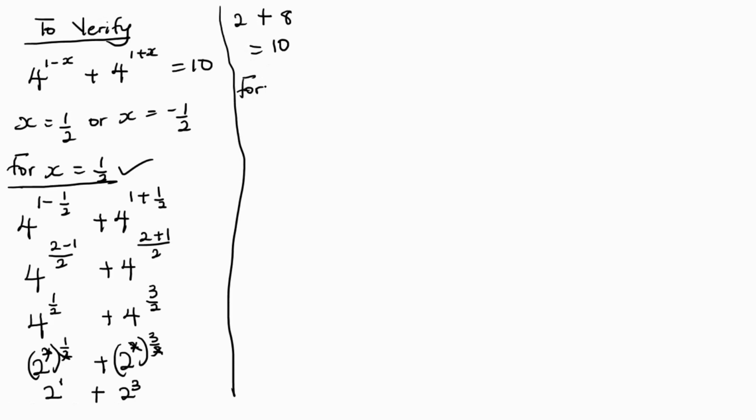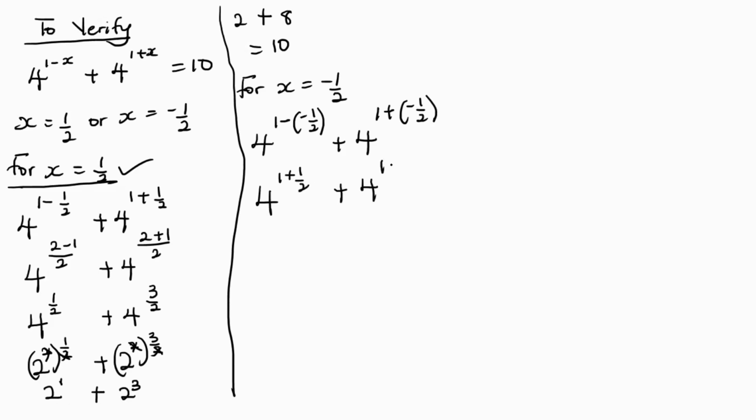Now let's go for the other possible value of x, which is x equal to minus 1 over 2. So this is going to become 4 to the power of 1 minus times minus 1 over 2 plus 4 to the power of 1 plus times minus 1 over 2. This gives us 4 to the power of 1 plus 1 over 2, since minus times minus is plus, plus 4 to the power of 1 minus 1 over 2, since minus times plus is minus. Taking the LCM of the power, which is 2, we have 4 to the power of (2 + 1)/2 plus 4 to the power of (2 − 1)/2. So 4 to the power of 3 over 2 plus 4 to the power of 1 over 2.